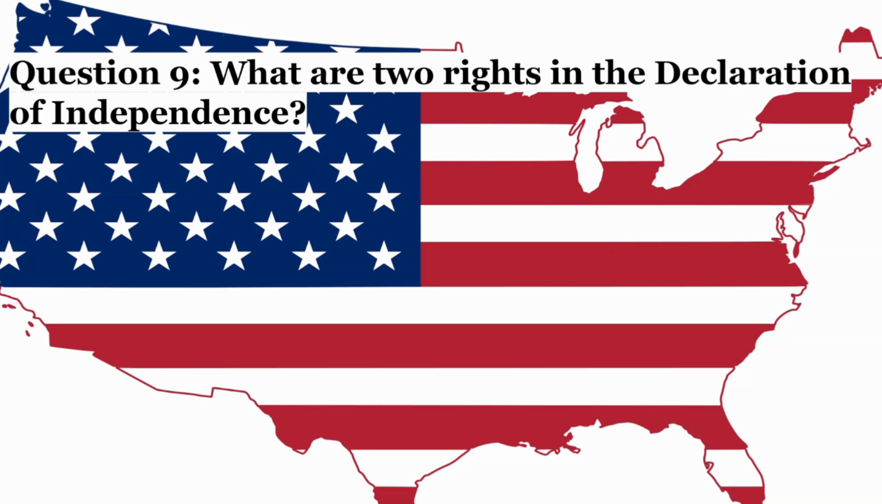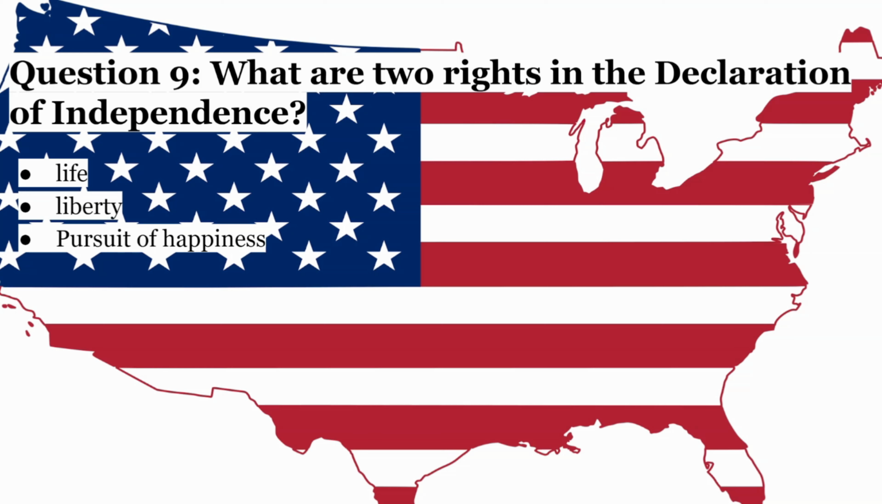So now question 9. What are two rights in the Declaration of Independence? For this question, I believe there are three specific rights stated, and you need to name two of them. The three answers I believe are going to come up: life, liberty, and pursuit of happiness. You might have heard this phrase before. I could be mistaken, but this phrase might be on currency and stuff. Don't mistake it with life, liberty, and justice, because that's also a phrase from somewhere. Can't remember where, but life, liberty, and pursuit of happiness.